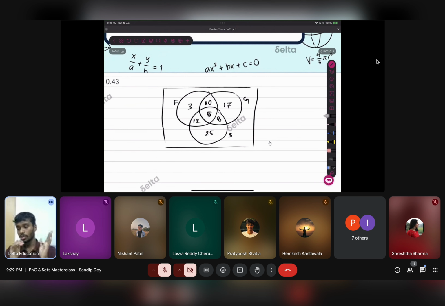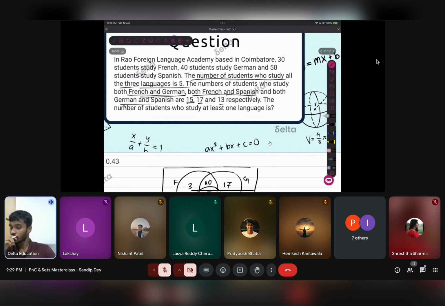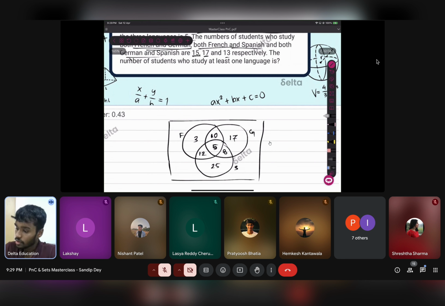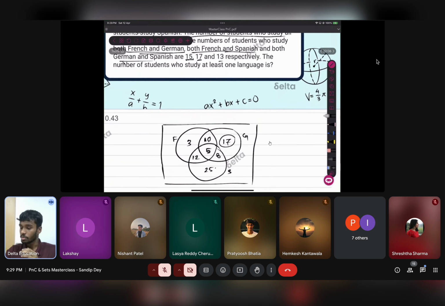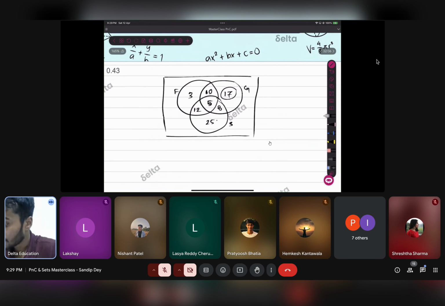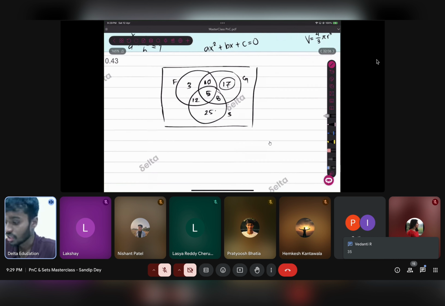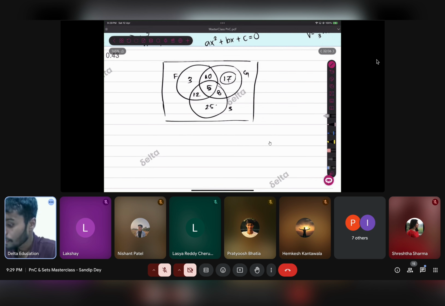So now I know all the numbers in the Venn diagram. Now the question becomes very simple. What you have to find is the number of students who study at least one language. So you have to just ignore these numbers, 17, 3 and 25. They study only one language. Except these, you have to add all the other numbers, 10, 12, 8 and 5. If you calculate it, 10 plus 12 plus 8 plus 5, the answer is 35. That is how you can solve this kind of Venn diagram based problem.